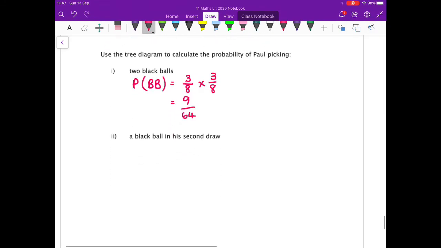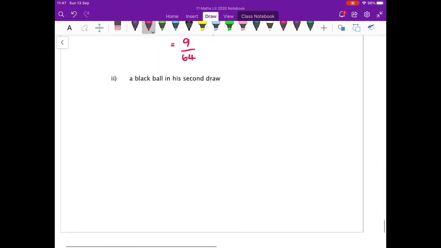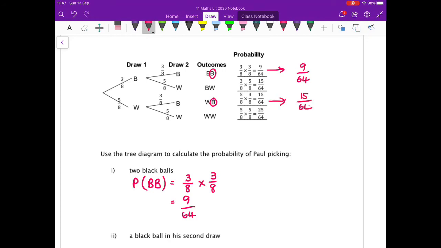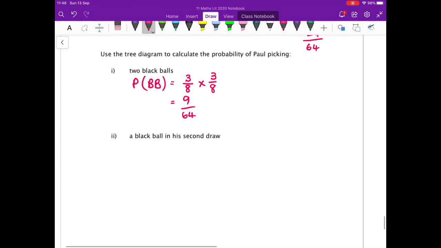Now, what is the probability of a black ball in his second draw? This is where it is much easier to see what is happening in the table than having to remember, do I add or do I multiply? So we are looking for a black in the second ball. Here's a black second. Here's a black second. So I could get 9/64 as well as 15/64. So what is my total going to be? 9 and 15 is 24/64.